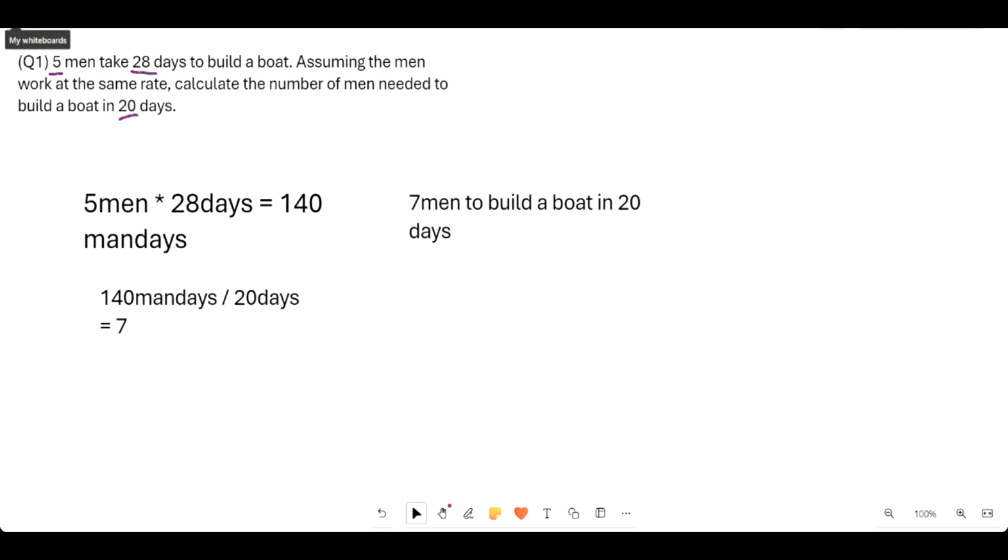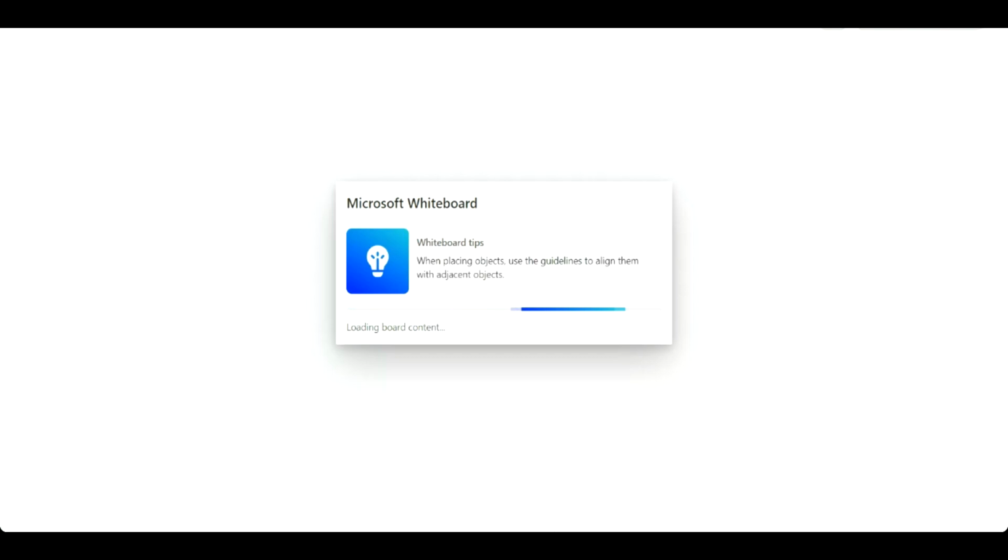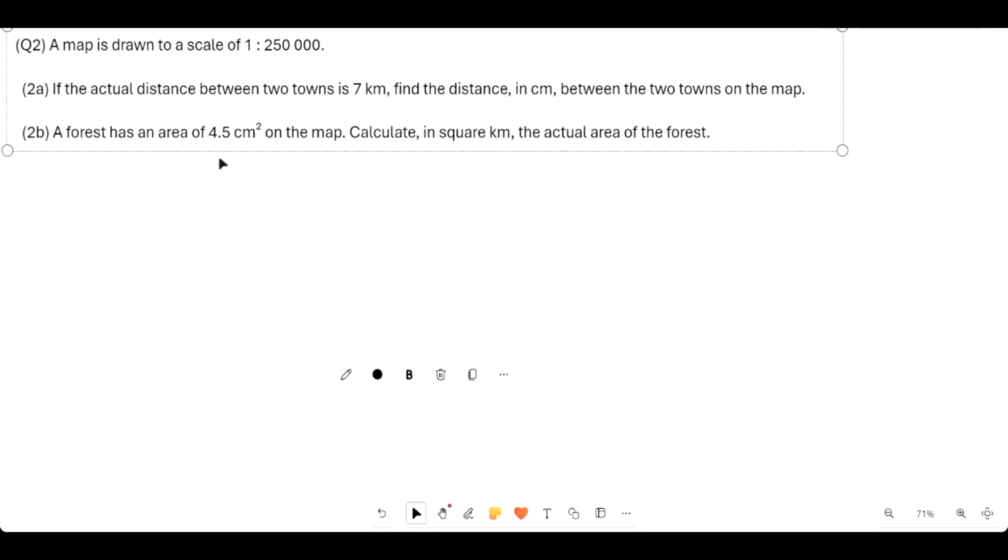Okay, let's go to question 2 now. Question 2. A map is drawn to a scale of 1 to 250,000 cm. If the actual distance between two towns is 7 km, find the distance in cm between the two towns on the map. A forest has an area of 4.5 cm square on the map. Calculate in square km the actual area of the forest. So let's begin with question 2a. If the actual distance between the two towns is 7 km, find the distance.